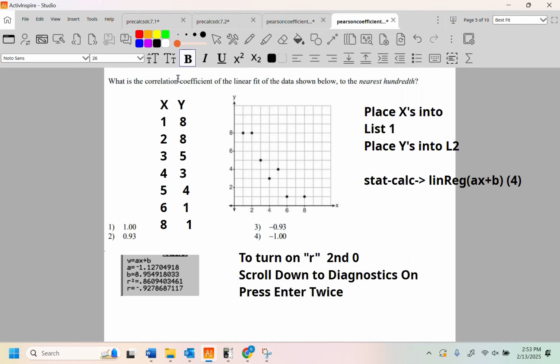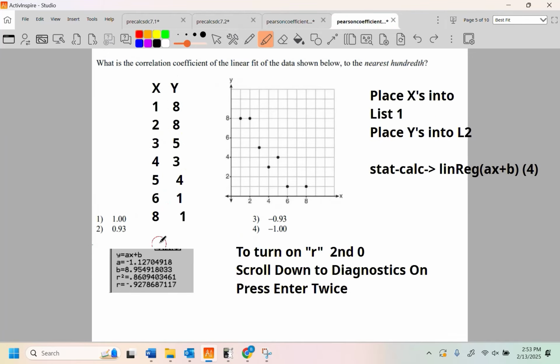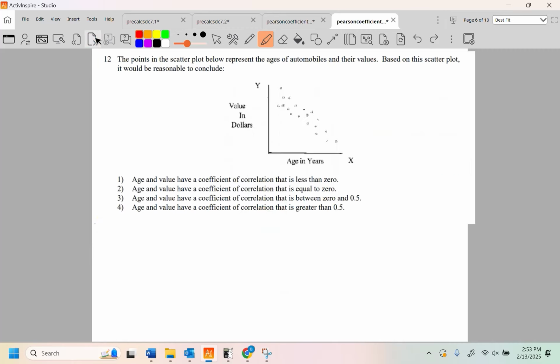All right, so they asked me to find the R value. It's right there. Notice it's negative, so choice 3. Easy peasy, lemon squeezy. The points in the scatter plot below represent the ages of automobiles and their values.